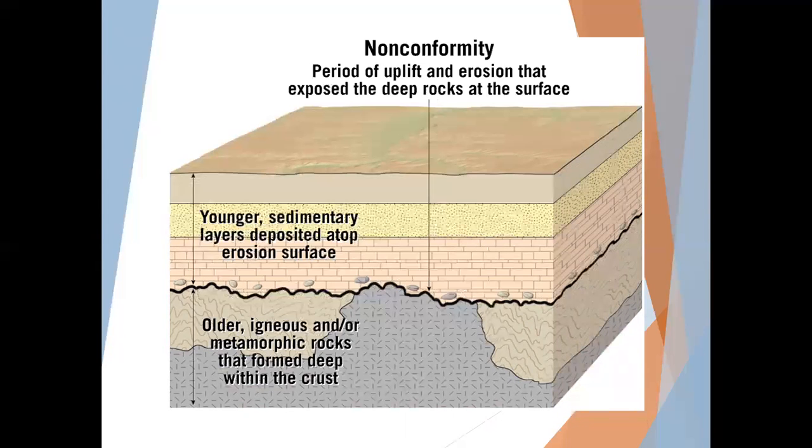Non-conformities require some uplift in order to get the metamorphic and igneous rocks to the surface so that they're capable of eroding, and then these other layers are going to happen on top of them. So in this non-conformity, there was uplift and erosion that brought the igneous and metamorphic rocks to the surface so that they were eroded. And then sedimentary rocks were formed on top of those following the erosion. There may be xenolith structures that are going to be involved in this, and you can see those there.